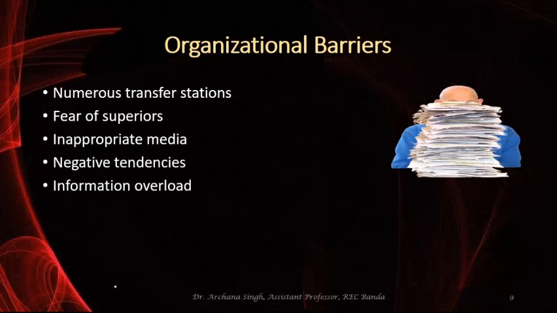The first one is numerous transfer stations. Basically, the more links there are in the communication chain, the greater the chances of communication distortion. So we need to minimize the number of transfer stations. Having too many transfer stations is always a deterrent to effective communication and should be avoided. Transfer stations do serve a purpose, but having too many of them is counterproductive.